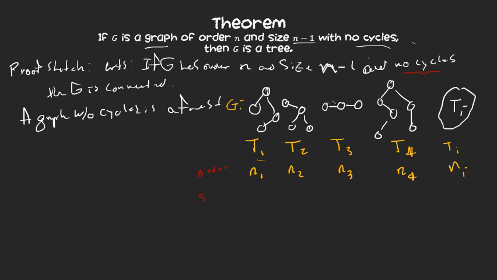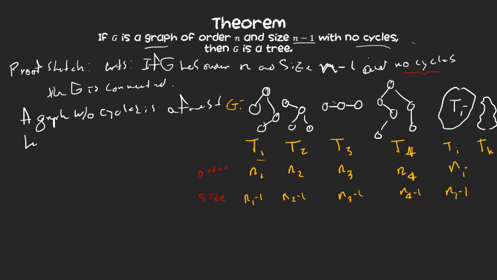That's the order of each one, and then we'll know its size because each one is a tree. So this would be n1 minus 1, n2 minus 1, n3 minus 1, n4 minus 1 in general, and i minus 1. And so we should say where we end this. So I'm going to draw one more tree here. I'm going to call this TK. So let's say it has K components. So I'm going to write that part down.